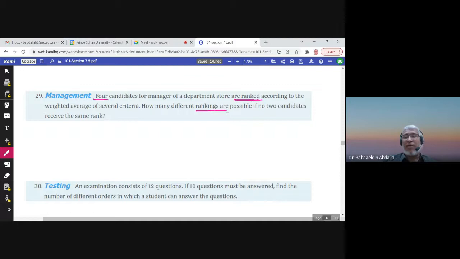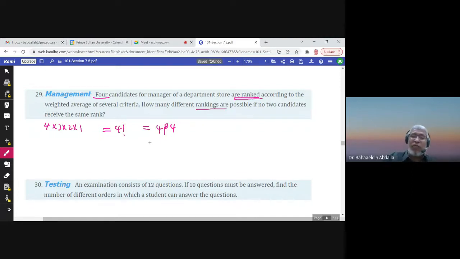So who comes first? There are 4 possibilities. Second, 3 possibilities, then 2, then 1. So it is actually 4 factorial or 4p4. We are selecting 4 out of 4 with order, with arrangement.